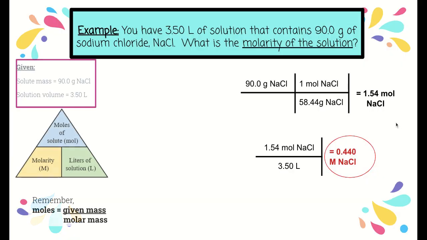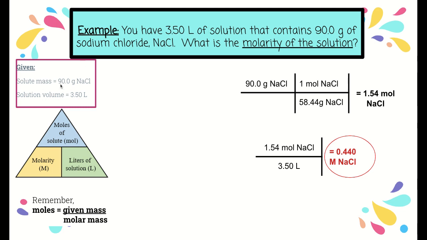So here, I'm just going to put this all up at one time. So this example, you have 3.5 liters of solution that contains 90 grams of sodium chloride. What is the molarity of the solution? And you do need to pay close attention to that, because molarity and molality are only different by 1 letter. So just make sure you're getting molarity when you're calculating this type of problem.